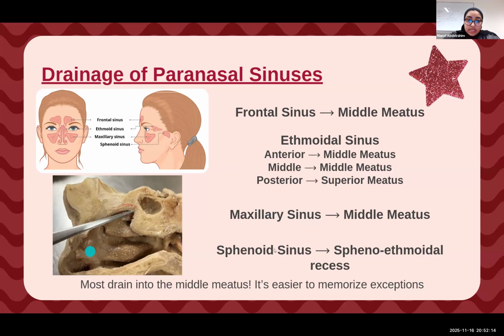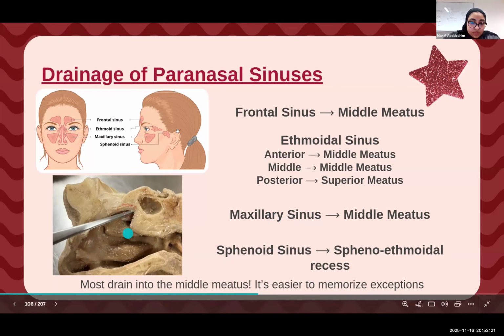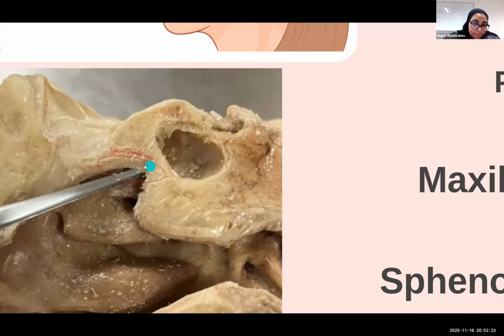Maxillary also drains into the middle meatus. Sphenoid sinus is an exception again. It drains into the sphenoethmoidal recess, which is this part here. This is the sphenoid sinus, and it drains here.